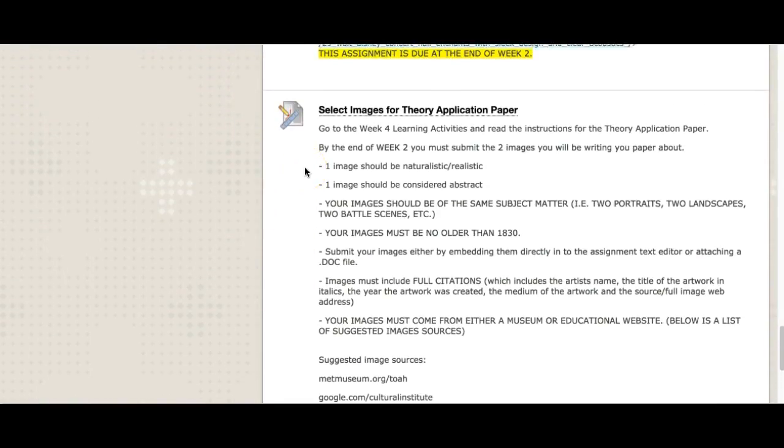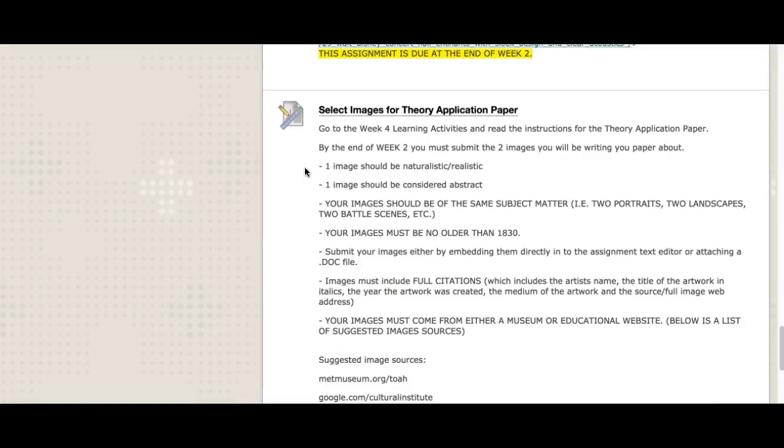So again, one image naturalistic, realistic, and one should be abstract. Really make sure that you're polarizing those two. Pick a really naturalistic, realistic image and a very abstract image. Doesn't mean you have to pick something that's non-representational. In fact, I encourage you not to because we want it to be of those similar subjects. But I want you to make your job easier.